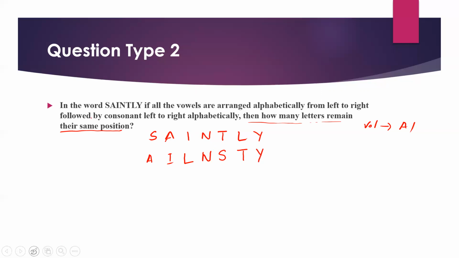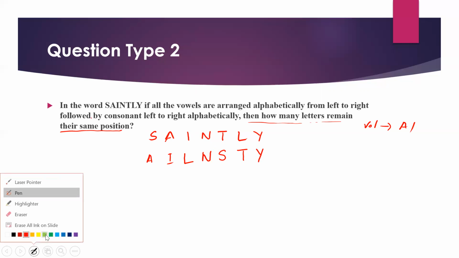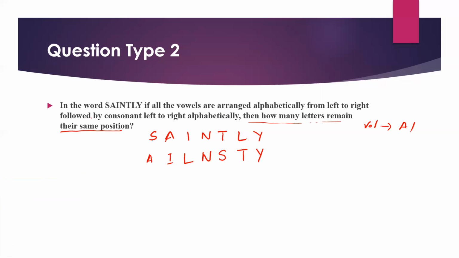So how many letters are there at the same position? Here S, here A, I, L, N, N. So the first letter is N. It is at the same position. N is not changing its place. It is remaining at its same position. After that, T, S, L, T, Y, and Y. So Y is also at the same position. It is asking how many letters are at the same position. N and Y. So our answer will be 2.